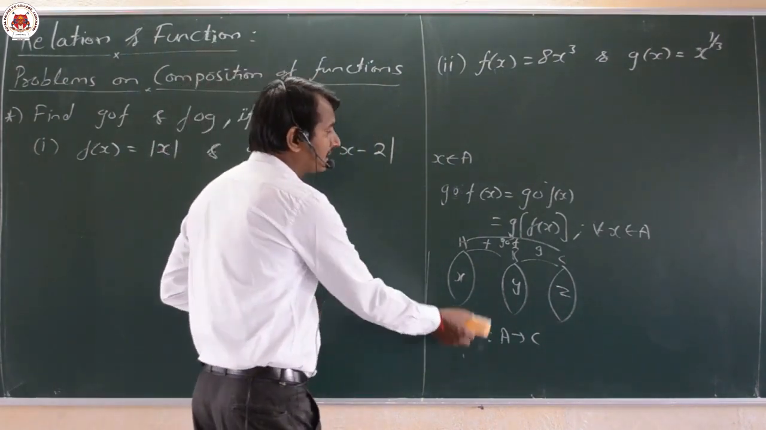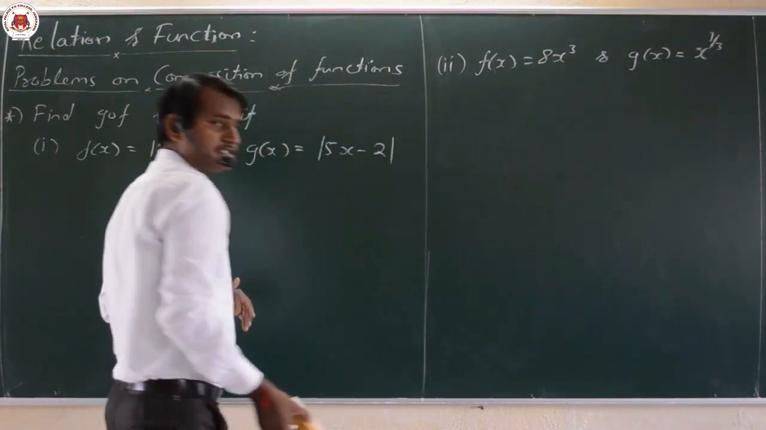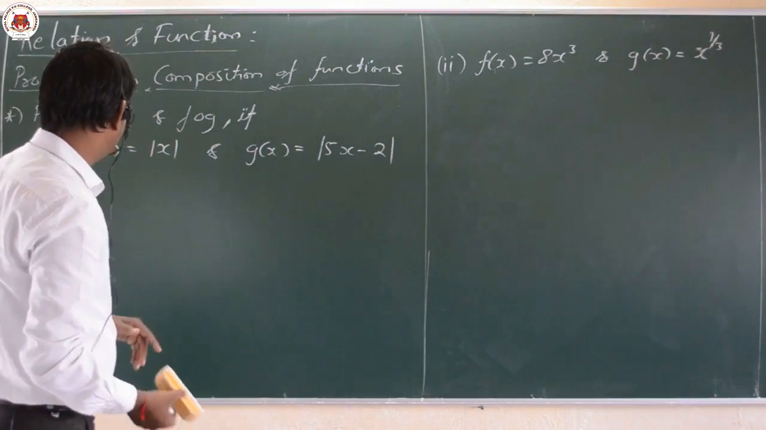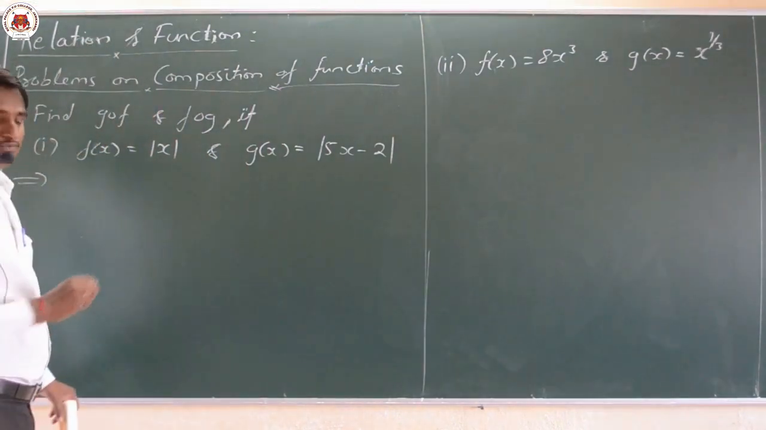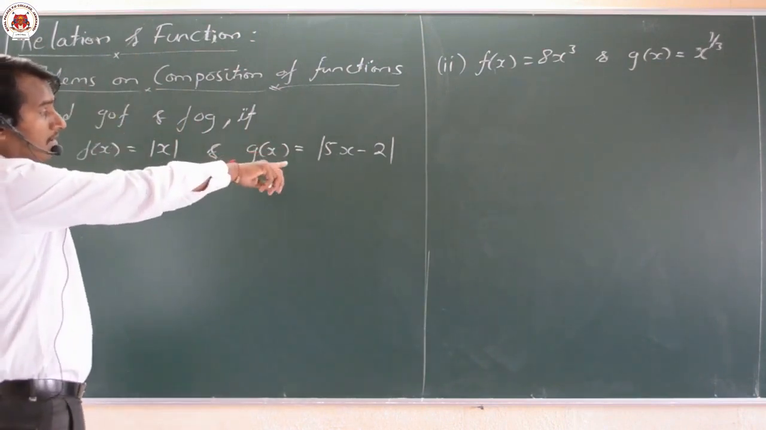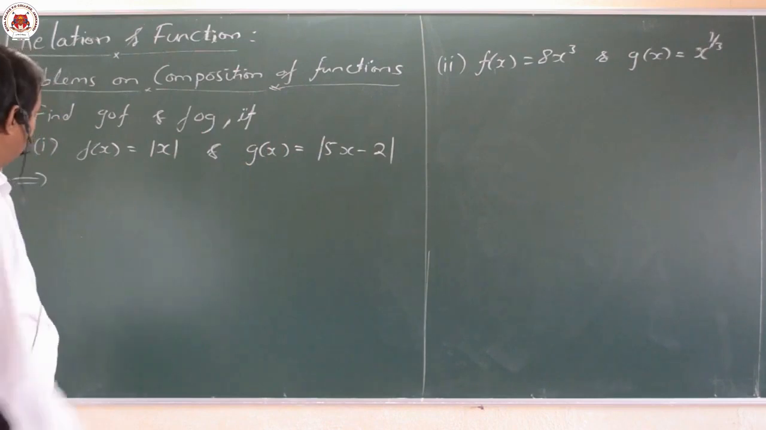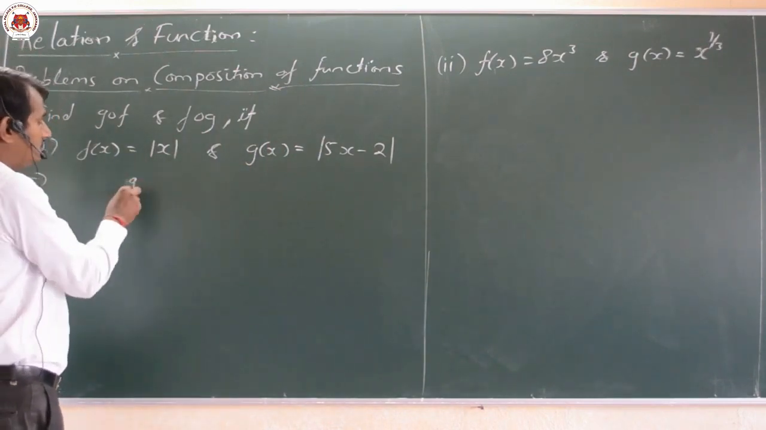We also saw many problems related to these particular things. Now let us start with the continuation of the problems. The first problem is f of x equal to mod x and g of x equal to mod of 5x minus 2. What we require to find first of all is g of f.